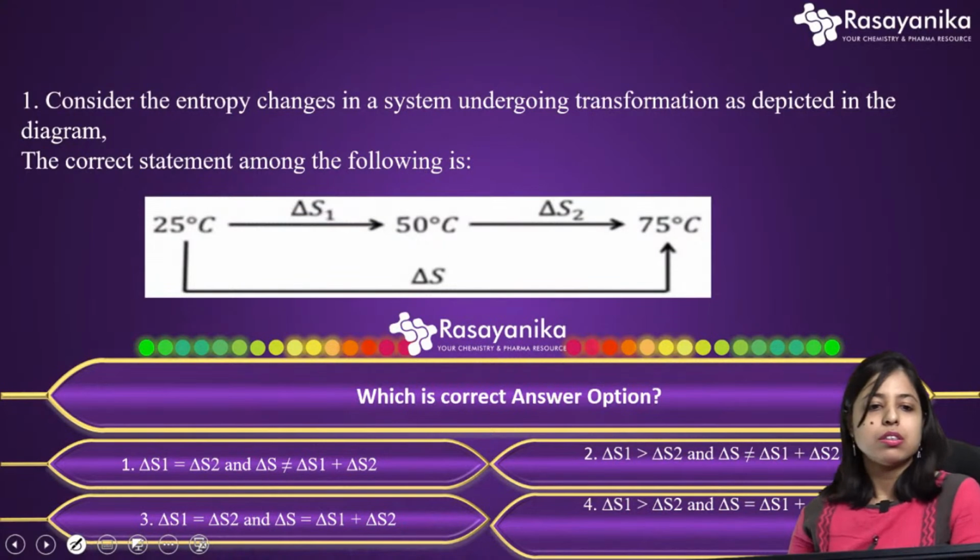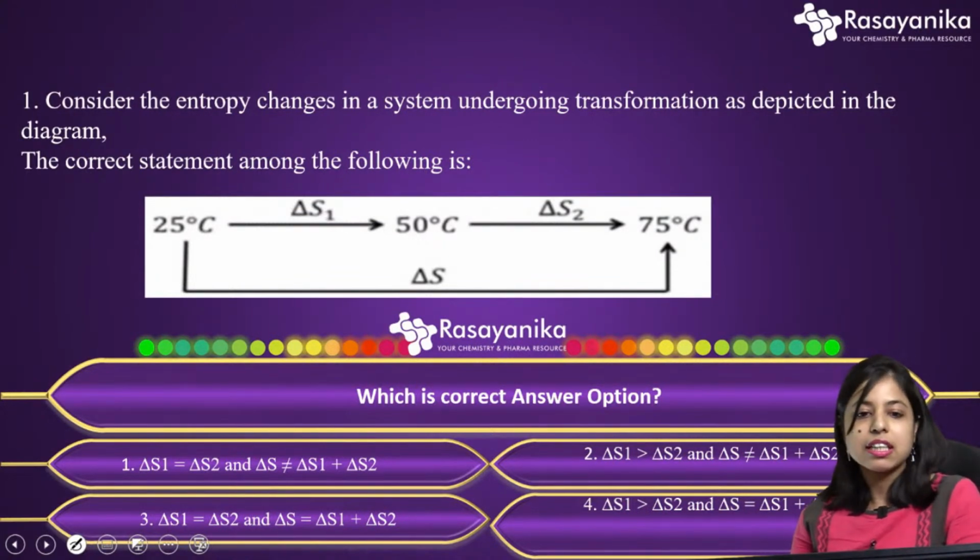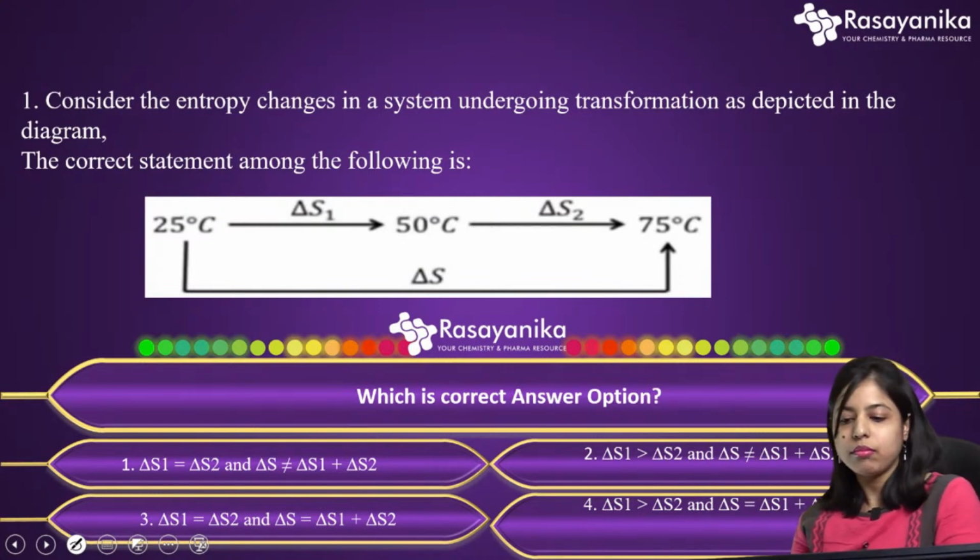Our first question is: consider the entropy changes in a system undergoing transformation as depicted in the diagram. The correct statement among the following is. Just look at the diagram, there is a diagram in the question. Which is the correct answer option? Option 1 is delta S1 equals delta S2, and delta S total is not equal to the sum of delta S1 and delta S2.